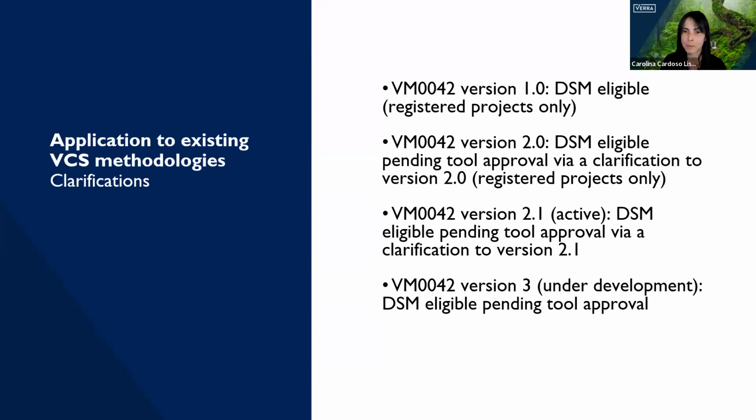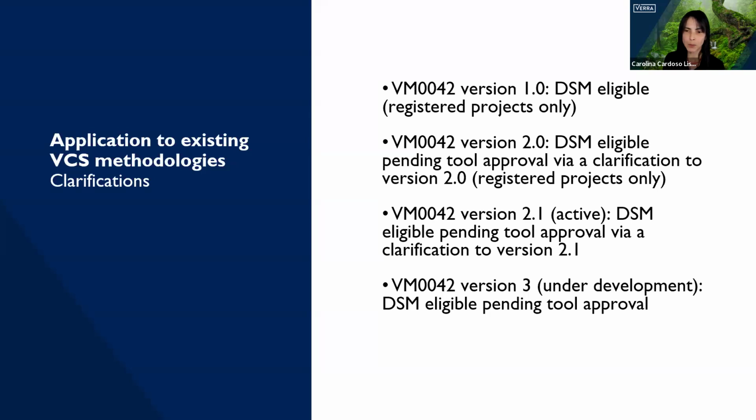The same for VM42 version 2.1, which is the one currently active, and depending on the approval of the tool, there will be a clarification document to allow the use of DSM under this version. And as you know, VM42 is undergoing a major revision, version 3, which we hope will be released towards the end of this year, perhaps Q3 or Q4.